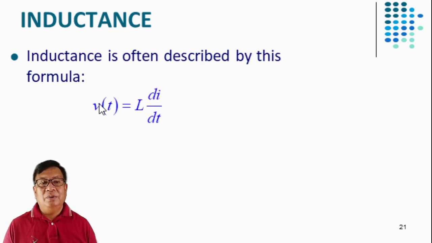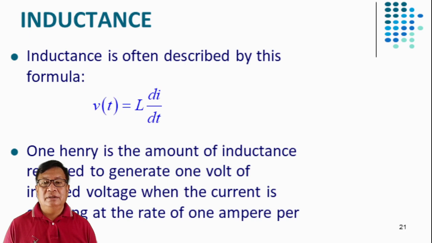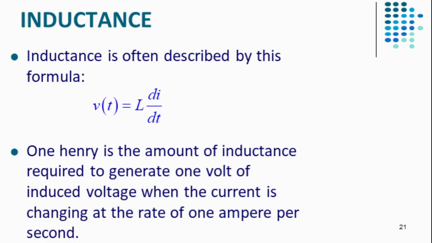Okay, you can see here we have the instantaneous voltage in terms of time. It is equal to the inductance times the differential current per unit time. So we have this di/dt. The inductance times di/dt, the differential current in terms of time.